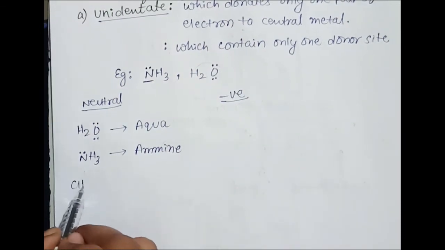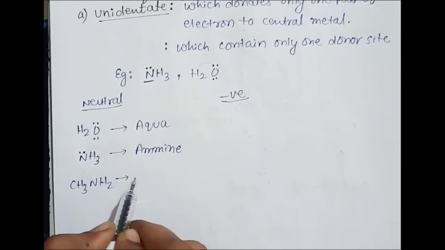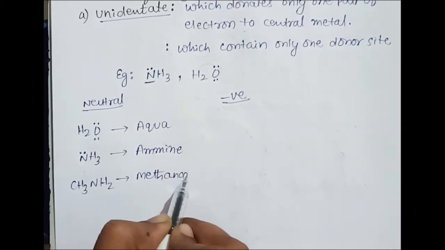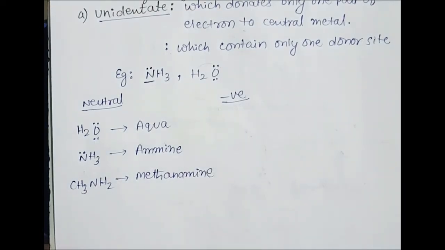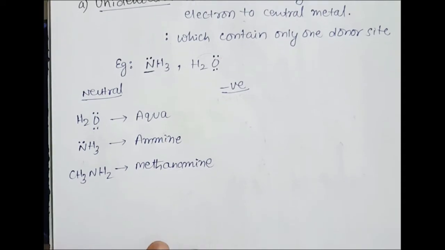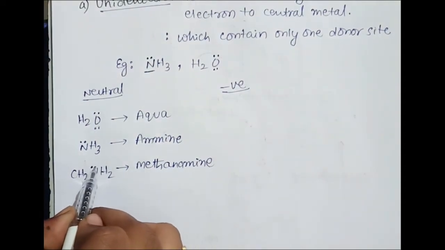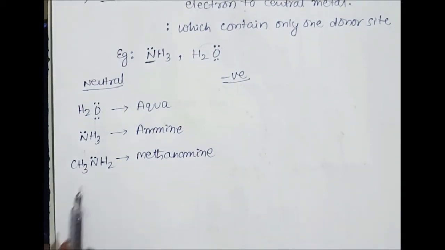Another example, CH3NH2, which is called methanamine. So I'm giving you the IUPAC names also, so that nomenclature can also be done together. Here, what is the donor site? Nitrogen is the donor site. So one donor site is there, therefore it is a unidentate ligand.